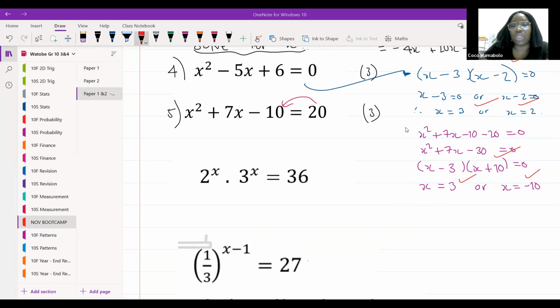Correct, Buhle? Good. We need the same base everywhere. We need like bases. Good. Now, if we look at this particular question, we'll name it 6. What is our problem over here? We do not have the same base anywhere. Yes? So if we have to solve for this, what are we going to do?